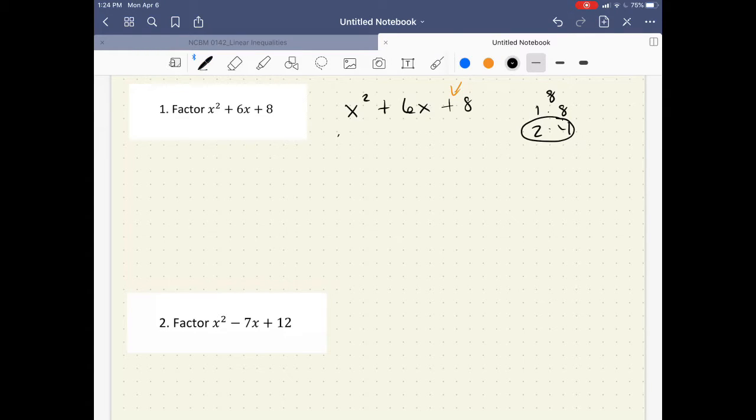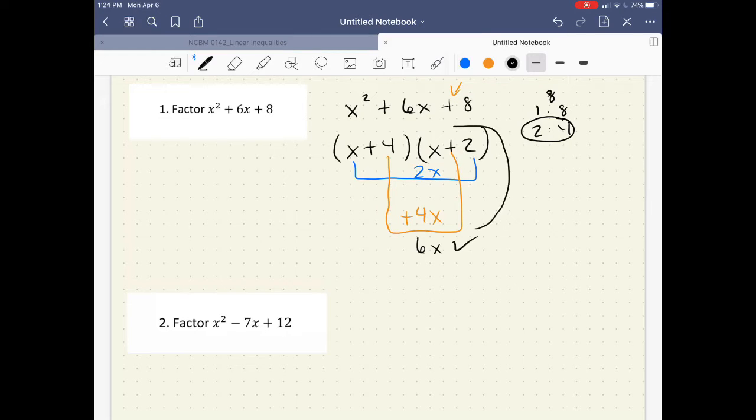So let's open our parentheses. We know that this is x and x because we have two x's. We're going to be adding positives, 4 and 2. Let's check our work. This is 2x. These two are 4x. We put them together, we end up with 6x, which is what we had originally.